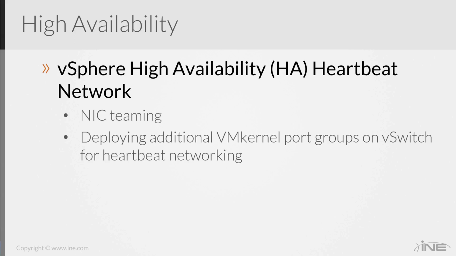Our second method to provide redundancy for the HA heartbeat network is to deploy additional VM kernel ports on separate vSwitches. So this would be for our management traffic. So basically we would have two NICs connected to separate physical switches or a switch stack at the physical end to provide redundancy for our management network there.